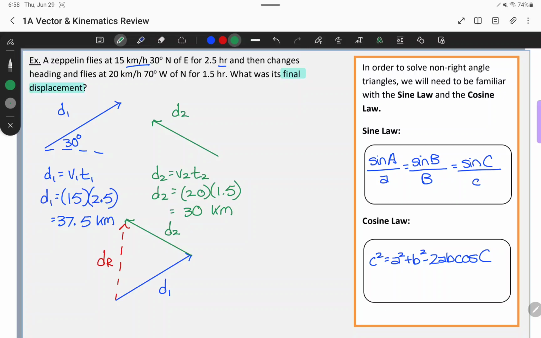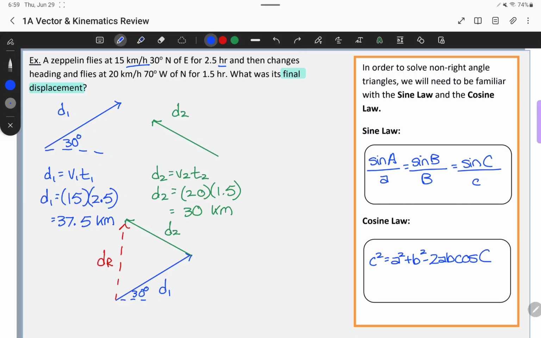I do know angles for my original. If I take a look at D1, it is 30 degrees from the horizontal. Be really careful that you don't put an angle in there, because that's not going to be a right angle necessarily. In this case, it looks like it's definitely not a right angle.